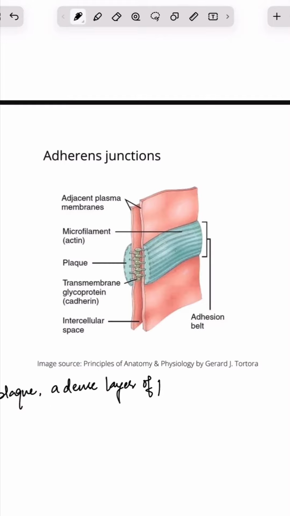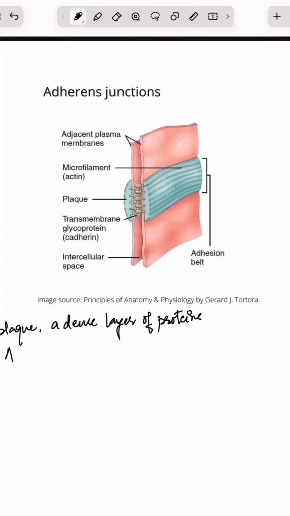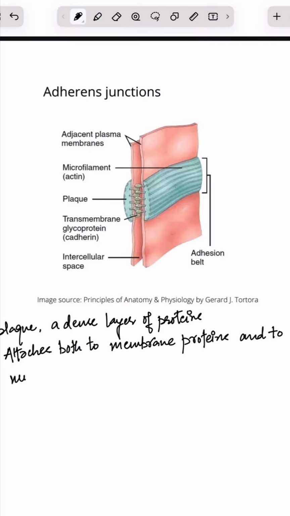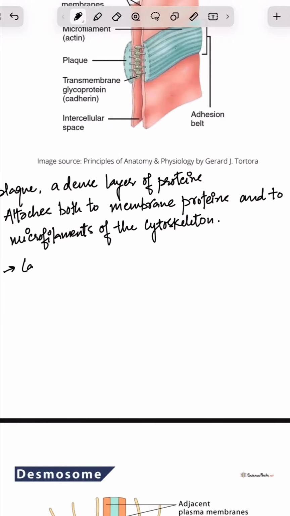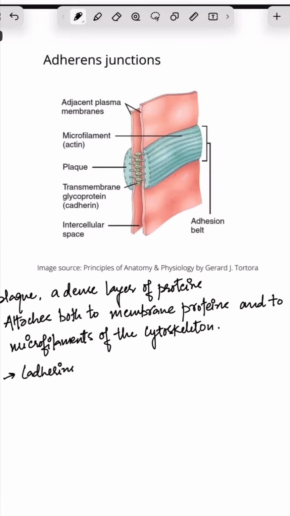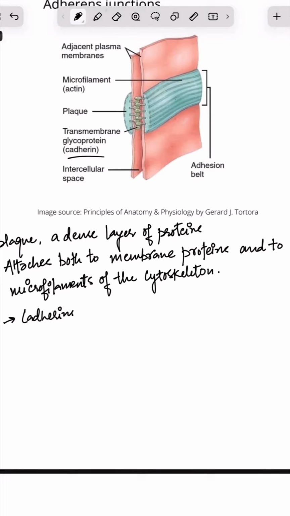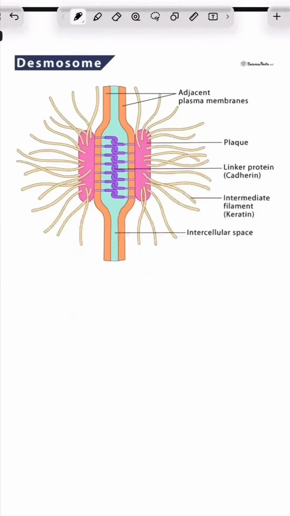They contain plaque, a dense layer of proteins on the inside of the plasma membrane that attaches both to membrane proteins and to microfilaments of the cytoskeleton. Means it contains a plaque, which is basically a layer of protein on the inside of the plasma membrane, and it attaches both membrane proteins and microfilaments of the cytoskeleton. It contains cadherins. These are glycoproteins which join the cells.